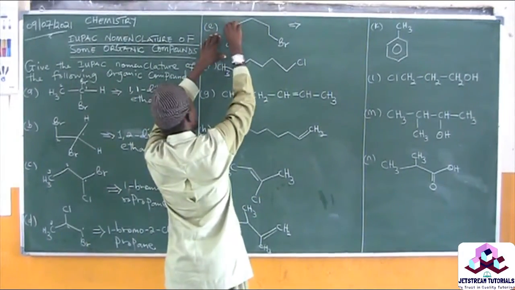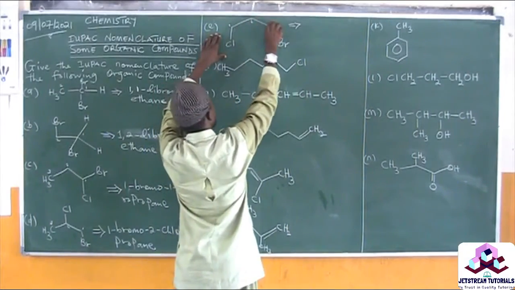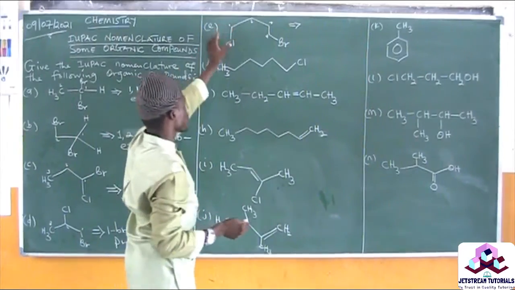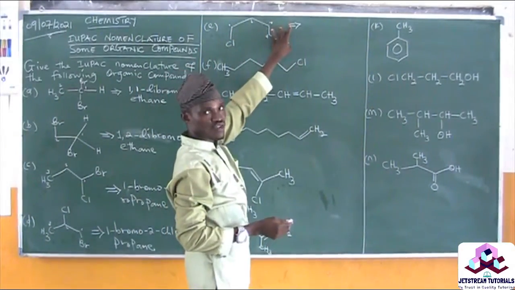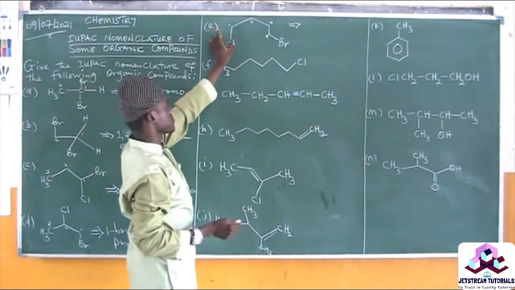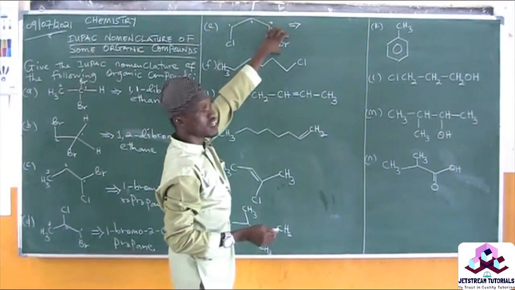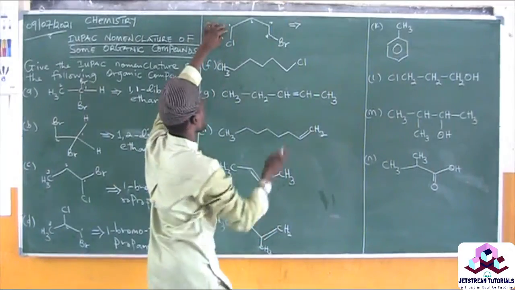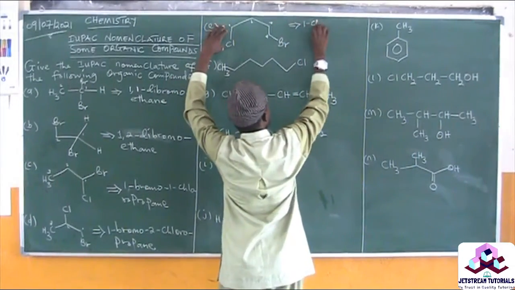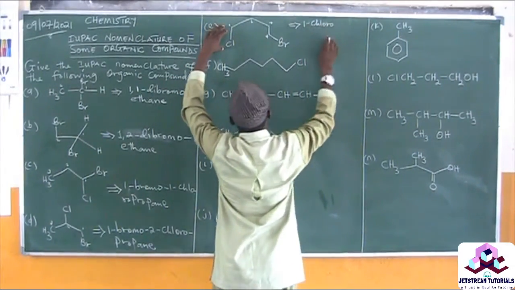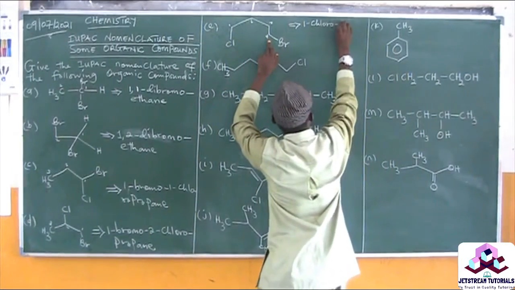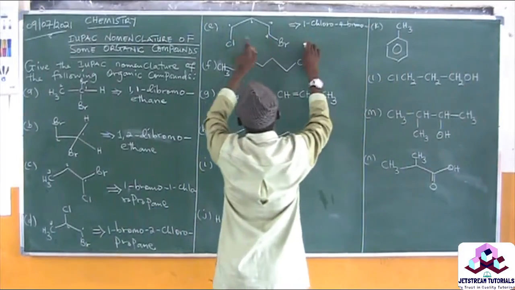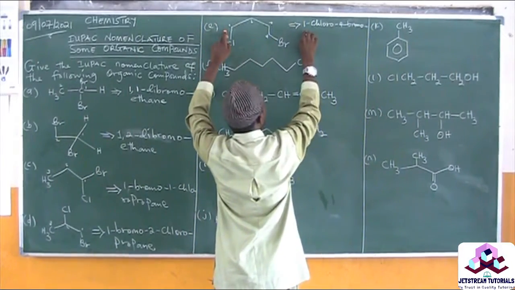So I have 1, 2, 3, 4. Now this is because chlorine is more reactive than bromine. So in this case, we give more preference here. You can't start your numbering from this side. Is that understood? So here we have 1 chloro, 4 bromo, butane.